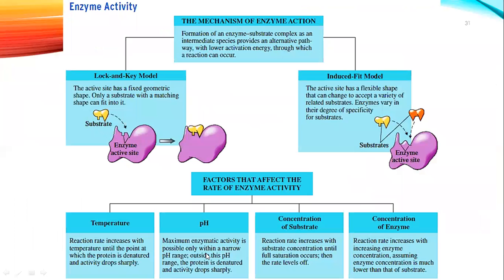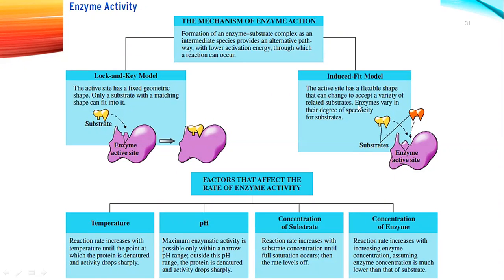So for the mechanism of the enzyme action, we have already mentioned this one. There are two models with which you can describe the mechanism of enzyme action. The first one is the lock and key model. The active site has a fixed geometric shape, as I mentioned earlier. And the second one is the induced fit model. The active site has a flexible shape that can change to accept a variety of related substances.